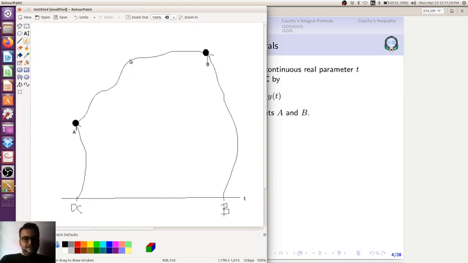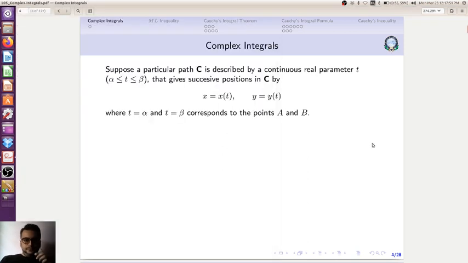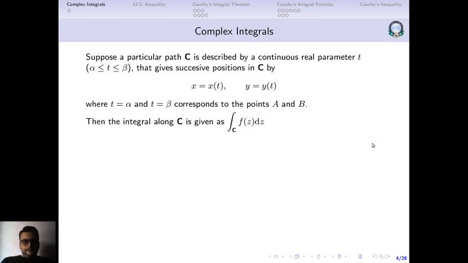Which means, in general, if I have any point on this curve, it would correspond to some value of t which lies between alpha and beta, and when I substitute in this function of x and y, it will give me this general point. In general this could be some point z. So the integral along C is given by this one.